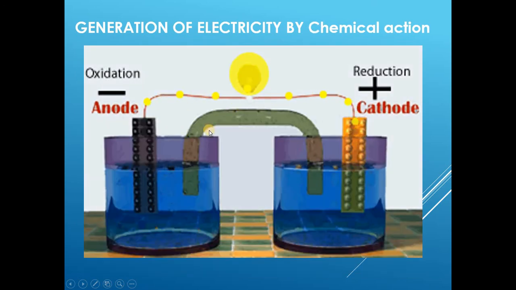You can see the anode and cathode. The anode is negatively charged and the cathode is positively charged, and they are immersed in the electrolyte, and the electrons flow from anode to cathode, and electricity is being produced due to the chemical reaction.